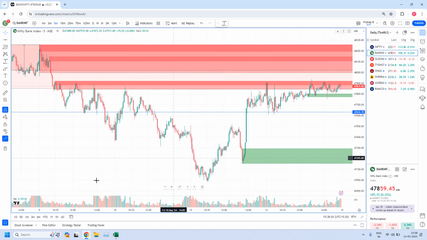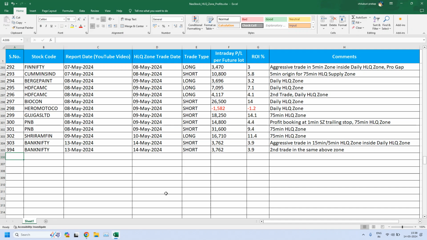So this is the way Bank Nifty has given 2 successful short trades. Each trade has given 3,762 rupees, because same entry, same target. That's why the RR is also 3.9 for both the trades.